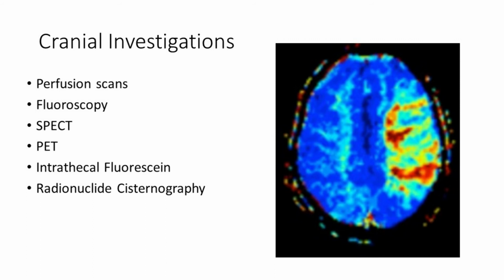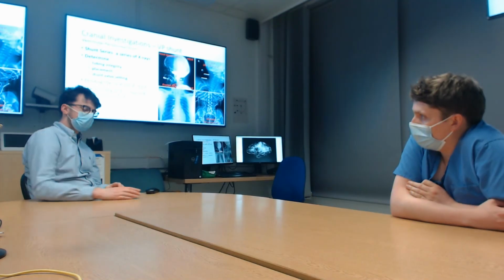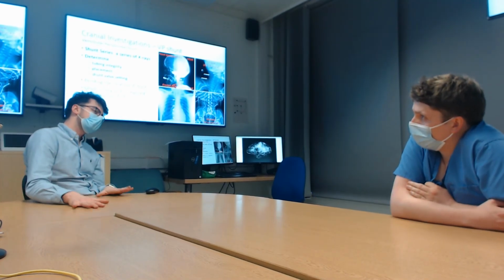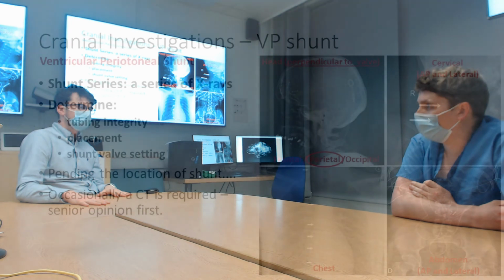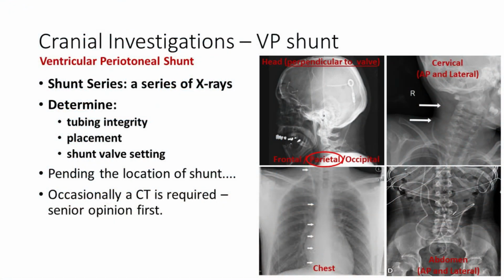Right. Okay, so the shunt series, I guess that's something that we order a lot. You order a lot of, and on your first day you don't have a clue what that means. But effectively it's just a set of x-rays following the shunt and where it goes. So the most common one is a VP shunt, but you will get other varieties of that. The main things there are to determine whether the tubing's intact, if there's a fracture, and the placement of where it is.